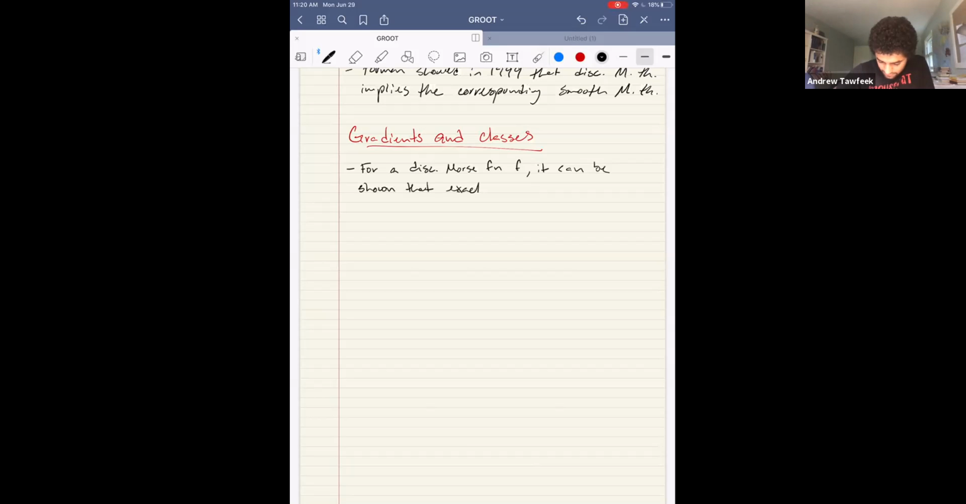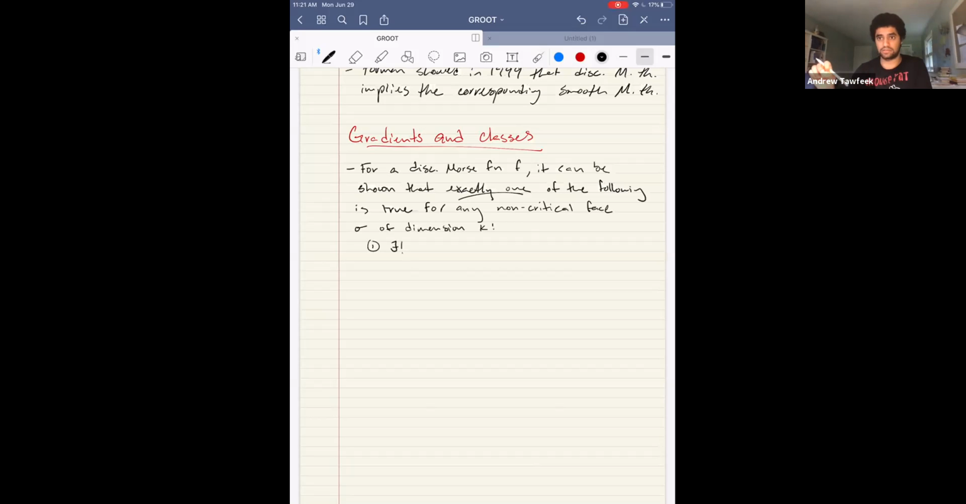Okay, so maybe there's a bit more of the sentence. Exactly one of the following is true for any non-critical face sigma of dimension k. Okay, there we go. That's the actual statement.